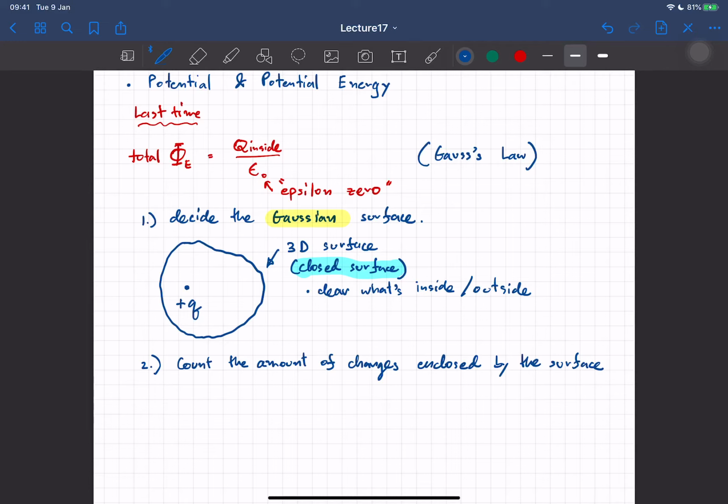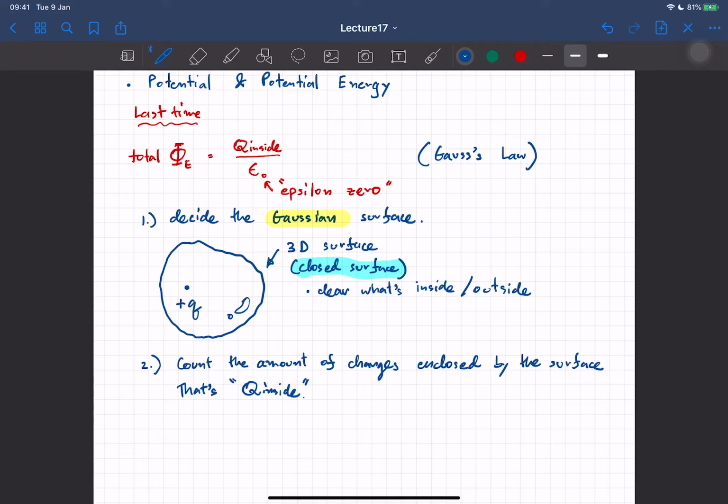So if your surface is something like this, maybe like a balloon, and inside this surface you have plus q, then that's going to be the charge enclosed. And that's what is meant by q inside here. So count the amount of charges enclosed by the surface. That's what we call q inside, the q inside in the formula.